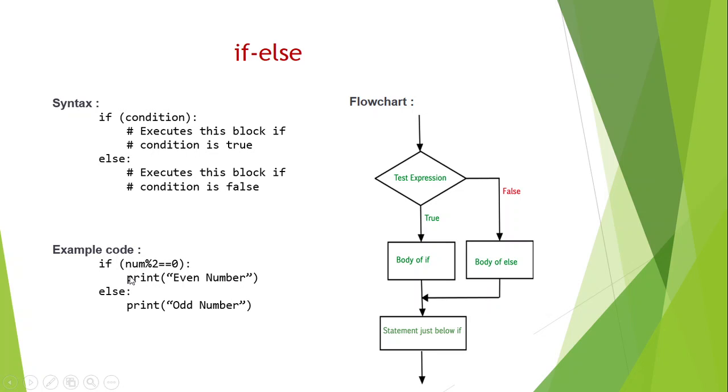Otherwise, if this is not so, meaning the number is not even, the remainder is not equal to 0, then the else block will be executed. And this statement will be executed, print odd number. But in any case, both these statements, even number and odd number, will not be printed. This is how an if else works.